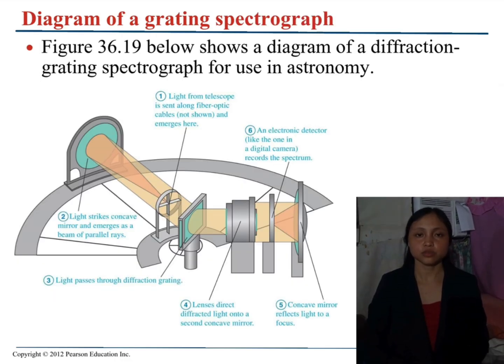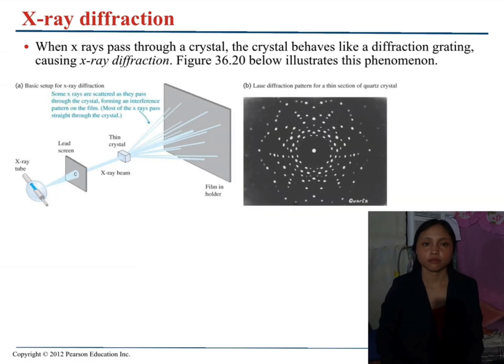This diagram shows the major components of a diffraction grating spectrograph. Light enters through a slit, passes through optical components, and reaches the diffraction grating. The grating separates the wavelengths according to angle, and a detector records the resulting spectrum. Modern spectrographs are among the most important tools in astronomy and analytical chemistry.